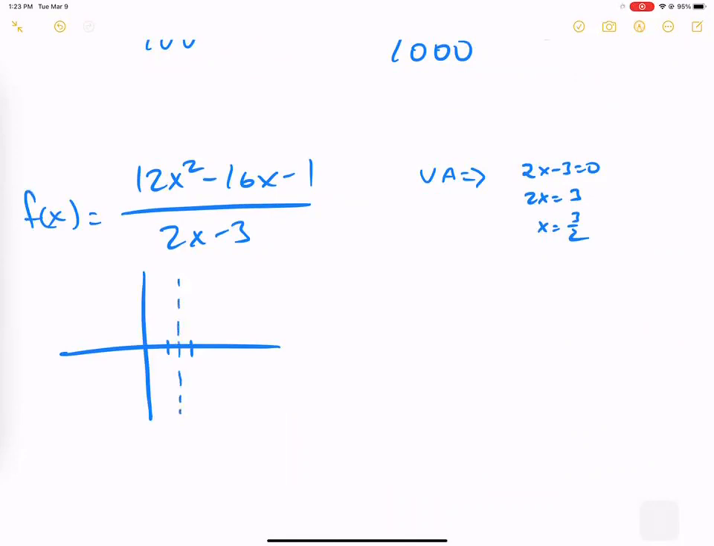Let's look for horizontal asymptotes. Are there any horizontal asymptotes for this graph? Is the top bigger, the bottom bigger, or are they the same? The top is bigger, so we have no horizontal asymptote. Guaranteed, no horizontal asymptote. But we have a special rule.